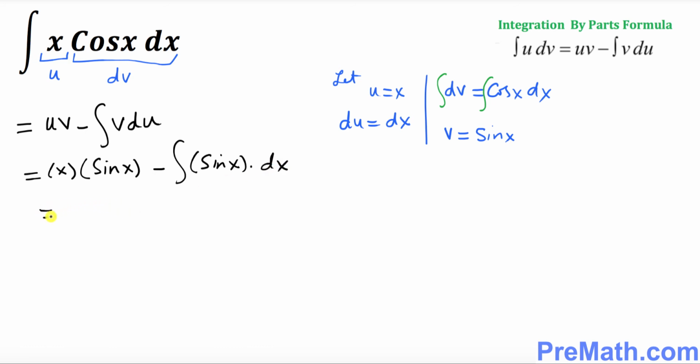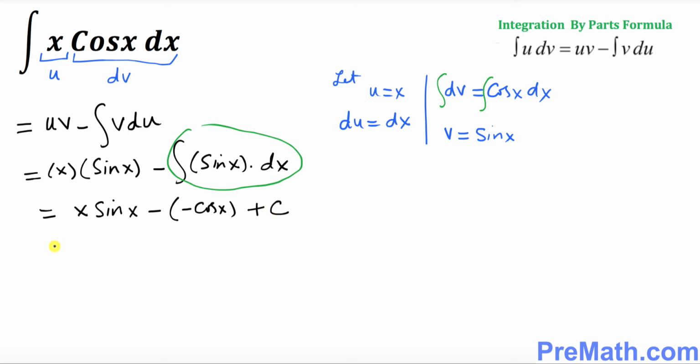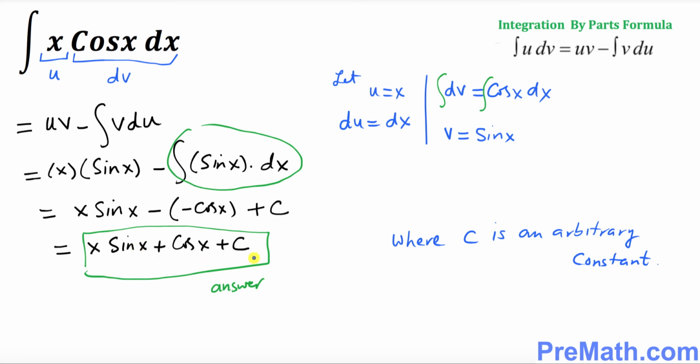So this could be written as x sine of x minus, now let's take care of this part over here, the integral of sine of x. We know that this is simply negative cosine of x, and at the end we're going to put down c as an arbitrary constant. So our final answer turns out to be x sine of x, negative and negative become positive, cosine of x plus c. And that is our complete answer.